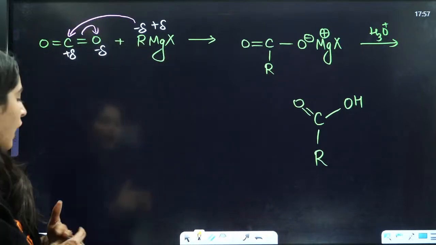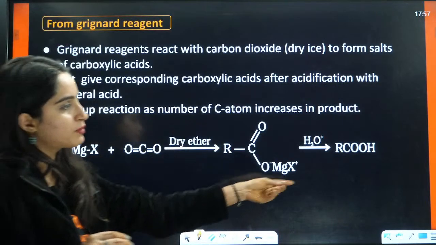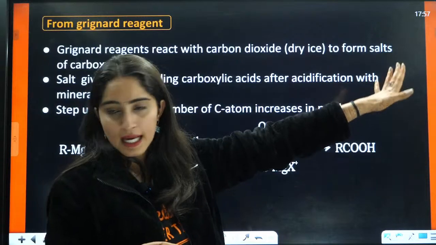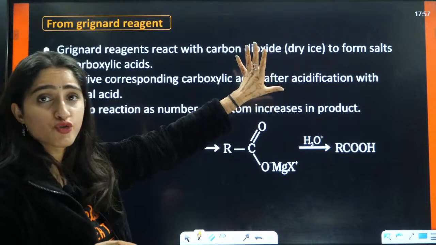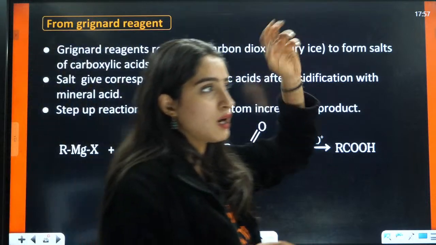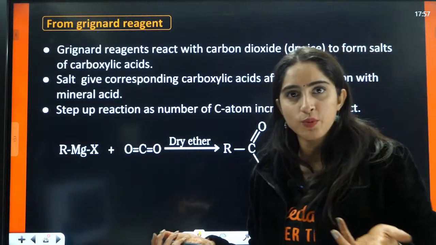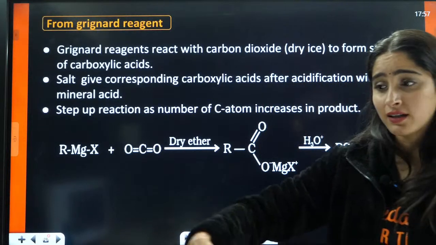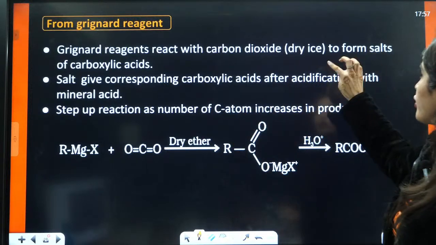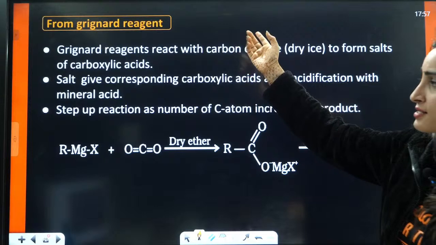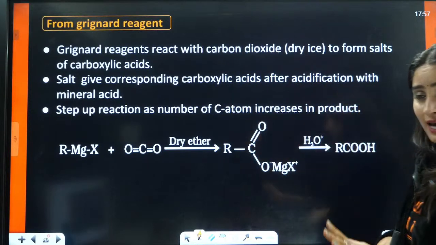Okay, now is that clear to everybody or not? Tell me, right? Is it clear how we are able to form this? Now, Grignard reagent reacts with carbon dioxide, that is dry ice that you must have seen in concerts or maybe in weddings. You must have seen that dhua, that white kind of smoke, right? To form salts of carboxylic acids. Salt gives the corresponding carboxylic acid after acidification with mineral acid.